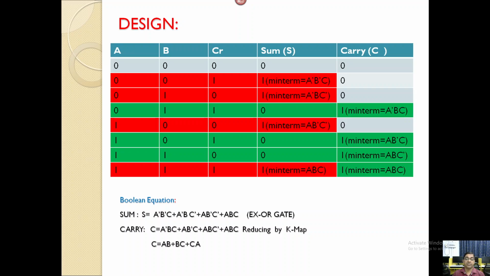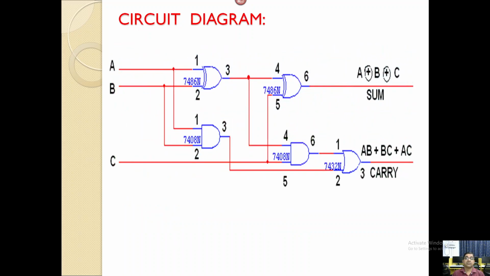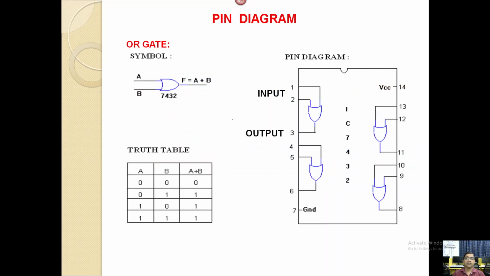If we minimize this, we get the sum as an XOR of the inputs, and the carry is C = AB + BC + CA. This is reduced using the K map. So this is the circuit diagram. You see, this is the circuit diagram: S = A XOR B XOR C, and carry is AB + BC + CA.